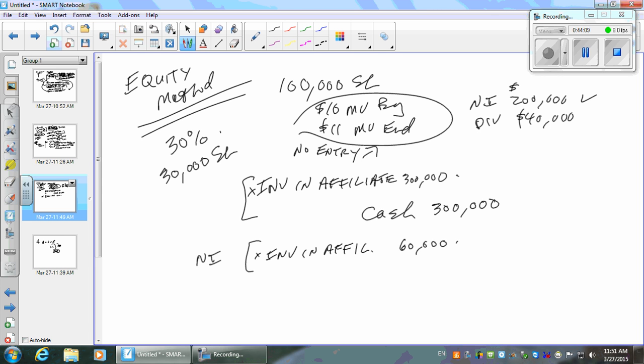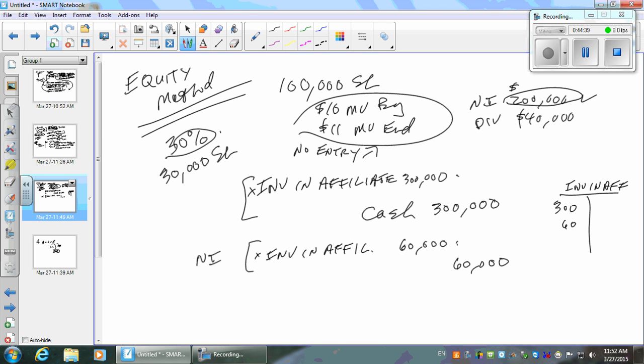Everybody good? And credit? Credit what? Yeah, 30% of the 200 is the 60. And I think my investment went up because I earned. Make sense? So investment in affiliate: 300 comes in when I bought it. In this example, another 60 for the net income goes in.